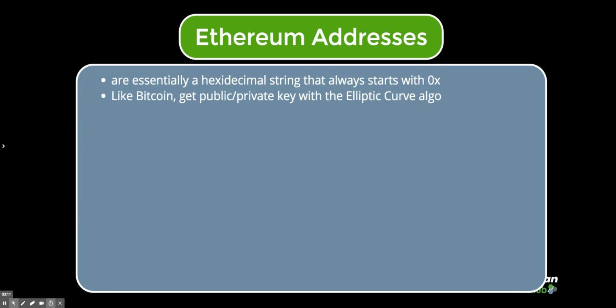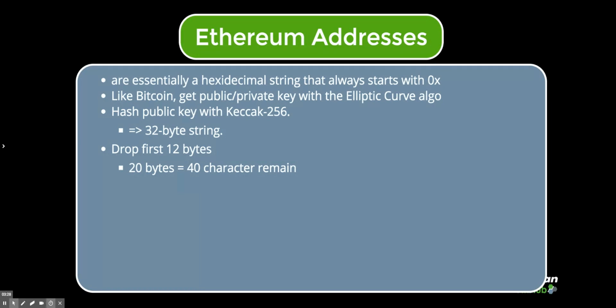Ethereum addresses are hexadecimal strings that always start with a 0 and X. Like Bitcoin, they also use an elliptic curve algorithm, but it's a little simpler. They hash the public key with another hash operator, which creates a 32-byte string. They drop the first 12 bytes so that they have 20 bytes left, which is about 40 characters. And then they add the prefix 0x, and that is your Ethereum address.